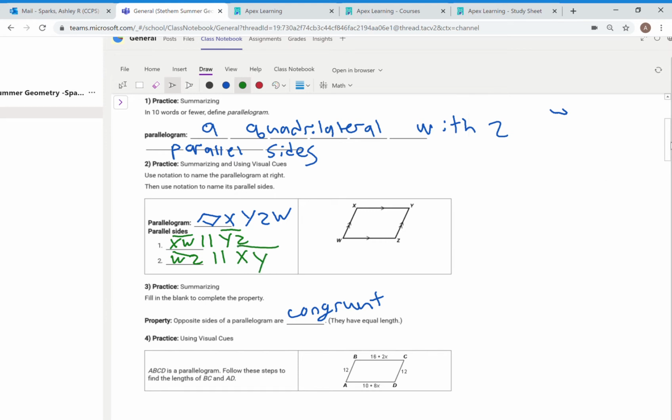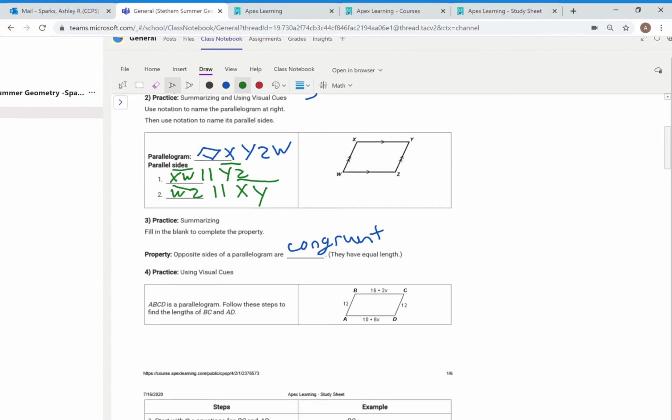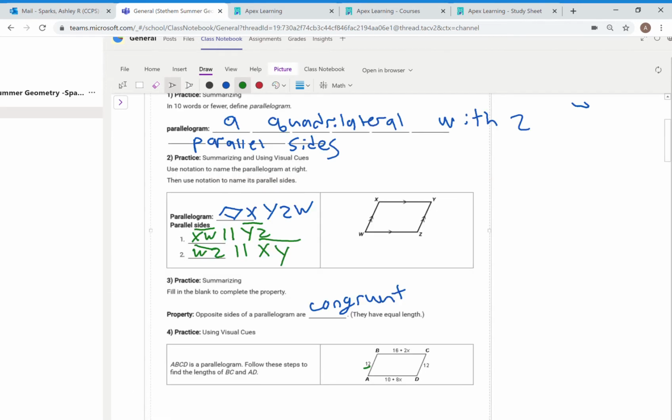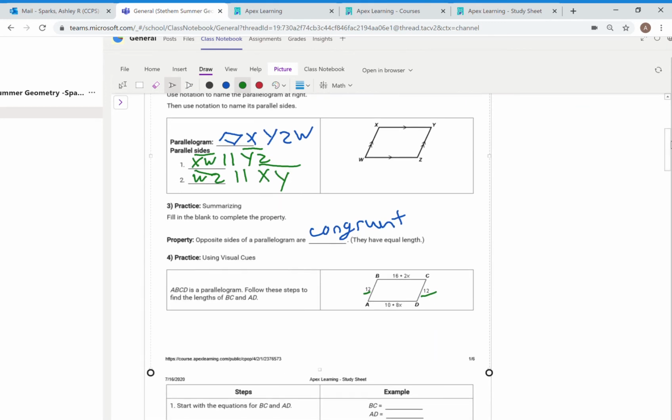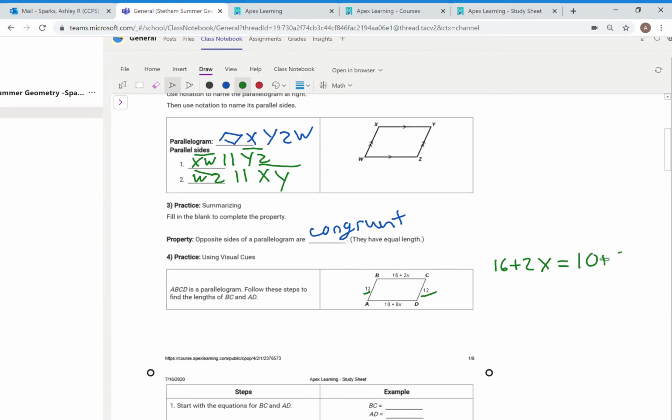So other things we know about parallelograms. Our opposite sides are congruent. So we see this side's 12, this side is also 12. Those are congruent. So what we're actually going to start doing is, now we can set up solving. Okay? So I know 16 plus 2x needs to equal 10 plus 2x, because congruent means they're equal to each other.